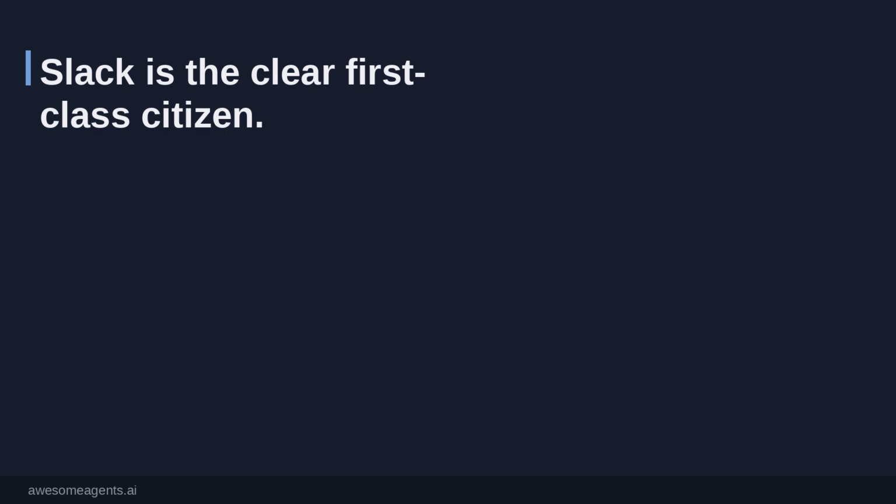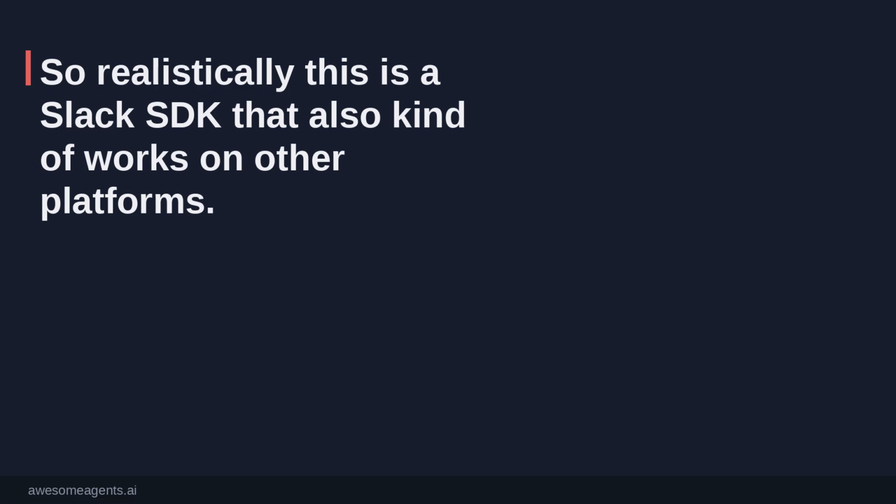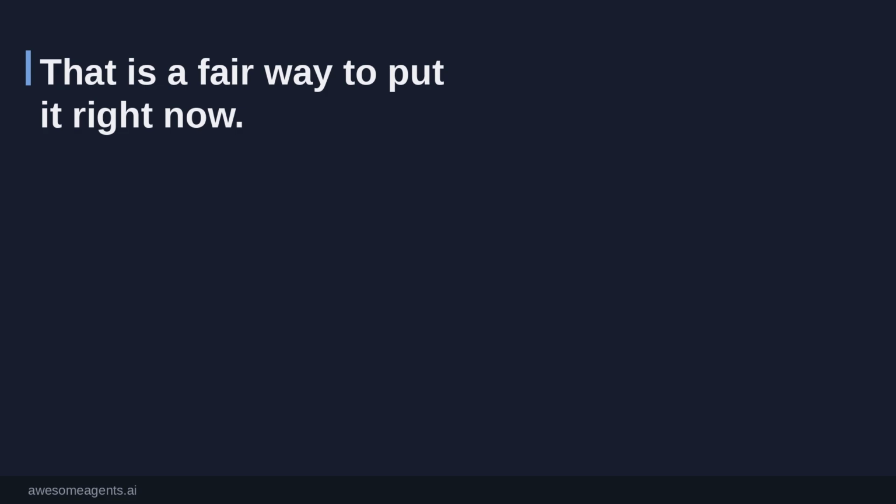Not every platform supports every feature. Okay, what is the breakdown there? Luckily, Slack is the clear first-class citizen. It gets native streaming, modals, rich cards, DMs, reactions, the whole thing. Teams, Google Chat, and Discord get cards and a streaming workaround, where it posts a message, then edits it as tokens arrive. Oh, the old post then edit trick. That works, but it is not exactly elegant. Right. And then GitHub and Linear are basically text only. No cards, no streaming, no DMs, just mentions and reactions. They feel like afterthoughts, honestly. So realistically, this is a Slack SDK that also kind of works on other platforms. That is a fair way to put it right now.